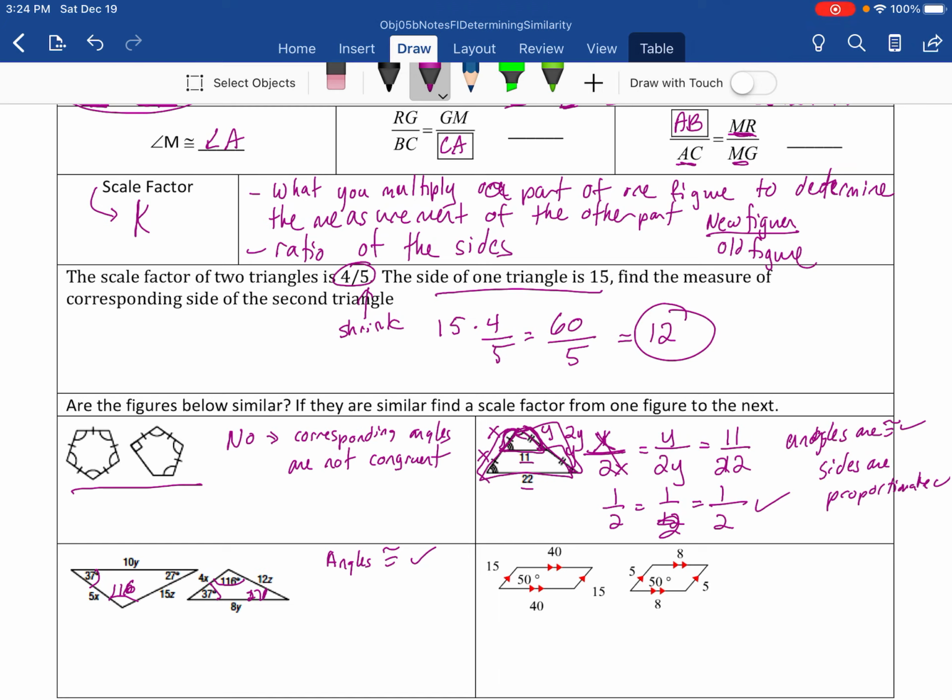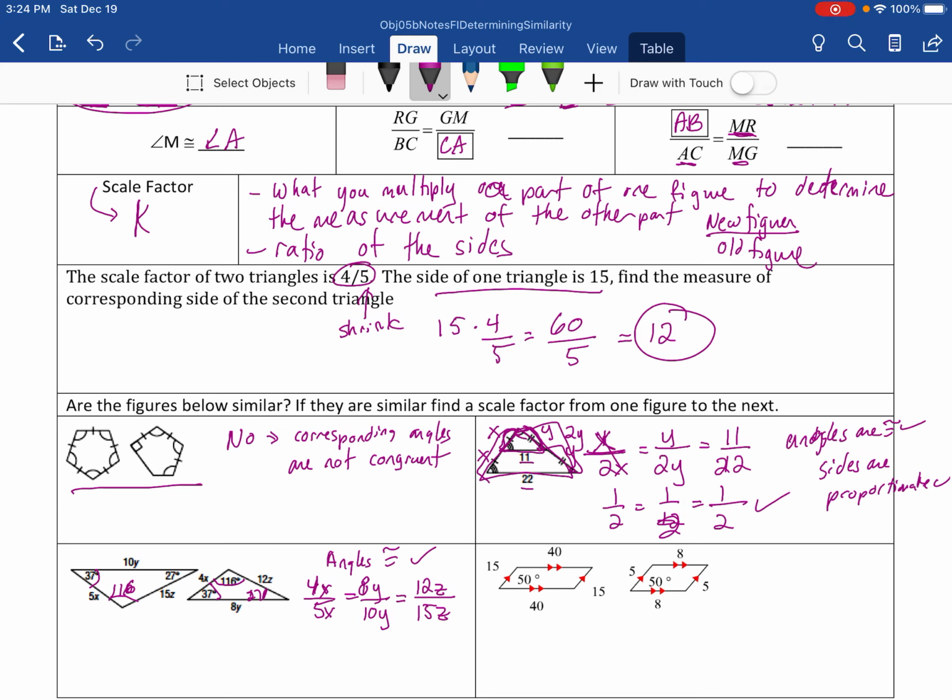Now I look at my sides to see if they're proportionate. So I always do small side over small side. So I have 4x over 5. Medium side over medium side, 4x over 5x, 8y over 10y, and 12z over 15z.